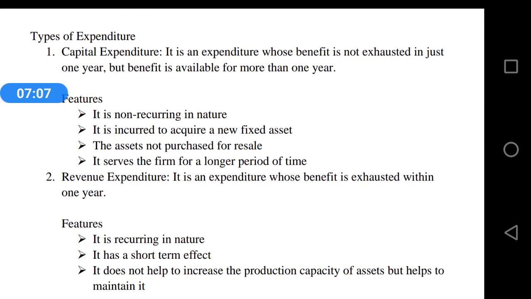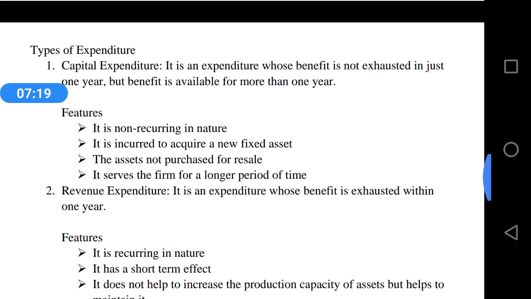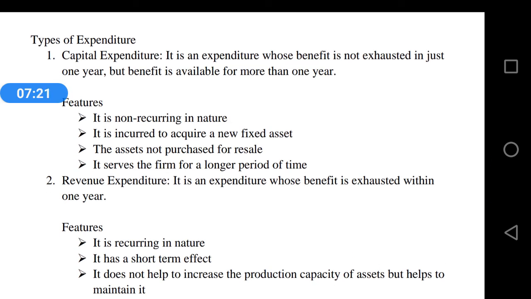Okay, then what about revenue expenditure? It is an expenditure whose benefit is exhausted within 1 year. Say for example, payment of salary. So we have to incur the amount again and again. We have to spend the amount again and again. So these kinds of revenue expenditures are recurring or repeating in nature. So again and again we have to spend the money to get the economic benefit.